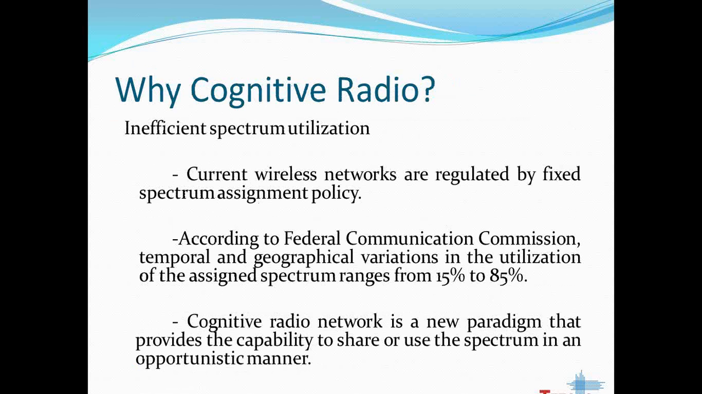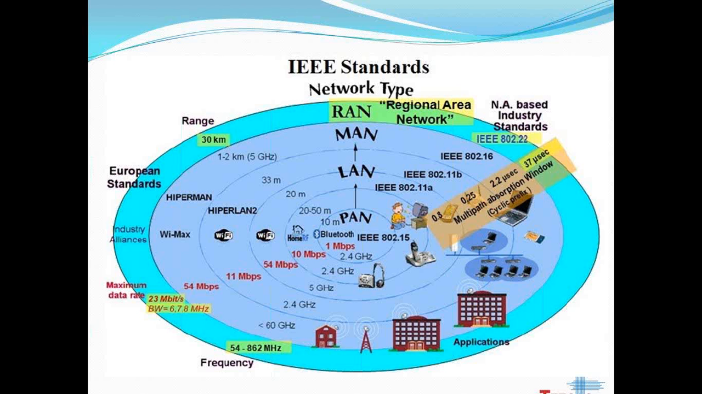So as said, why cognitive radio? For improving efficient spectrum utilization, as the current wireless networks are regulated by a fixed spectrum assignment policy, and hence cognitive radio is a new paradigm to provide the capability to share or use this fixed spectrum in an opportunistic manner. And cognitive radio is a wireless regional area network, so you can understand from this diagram that it will work up to around 30 kilometers and a few more.